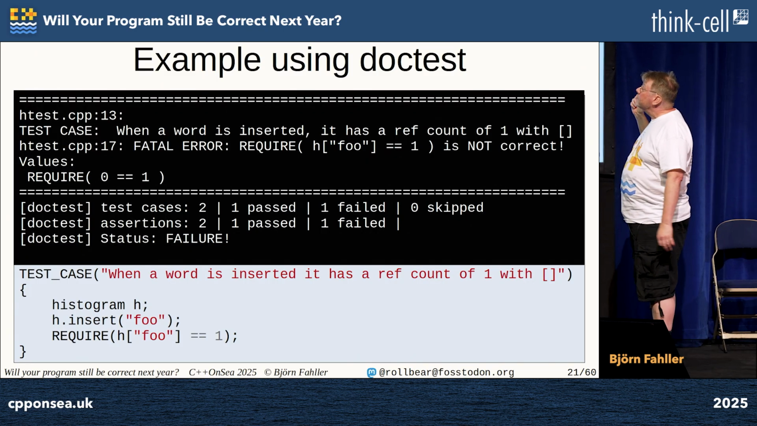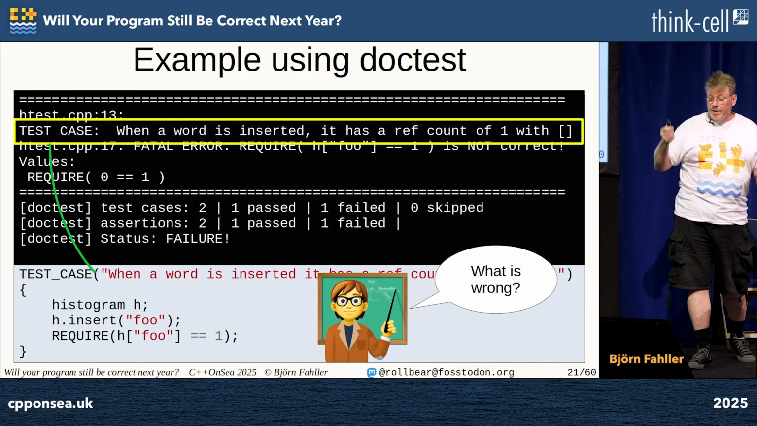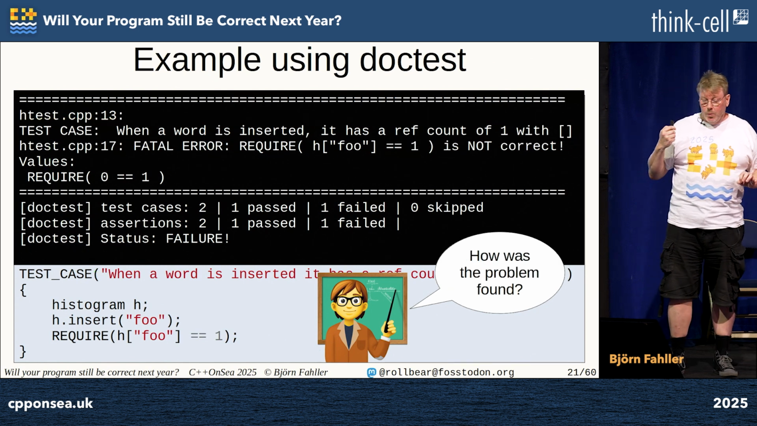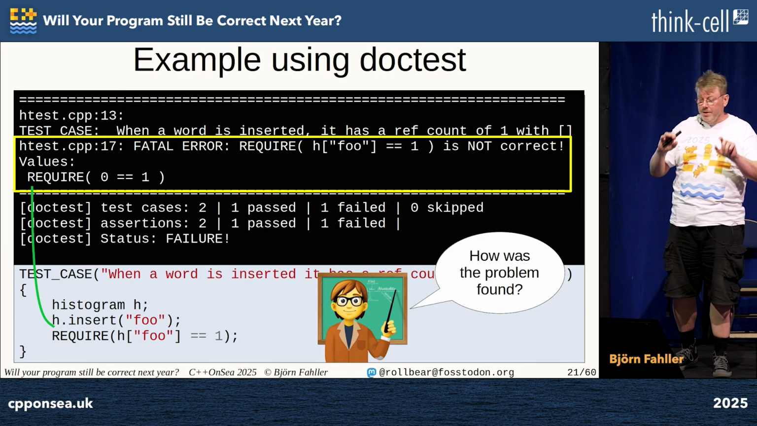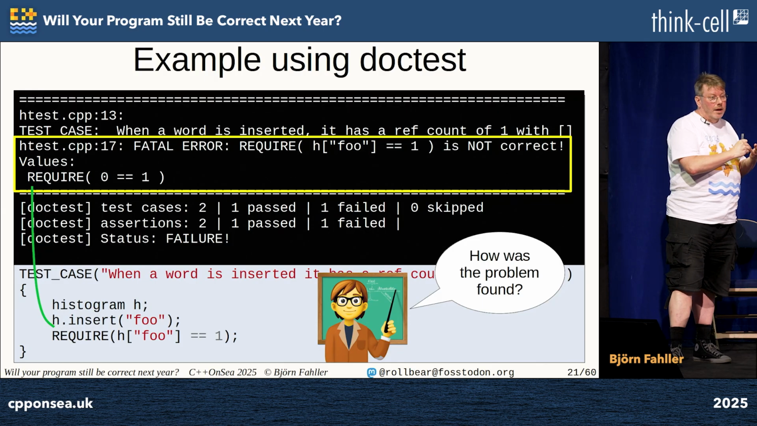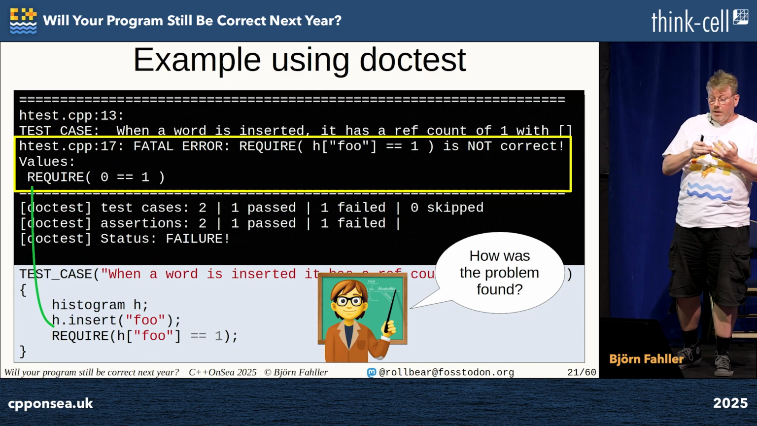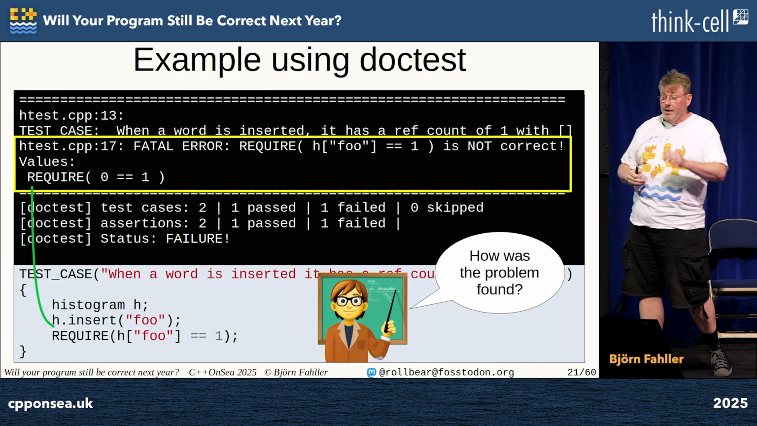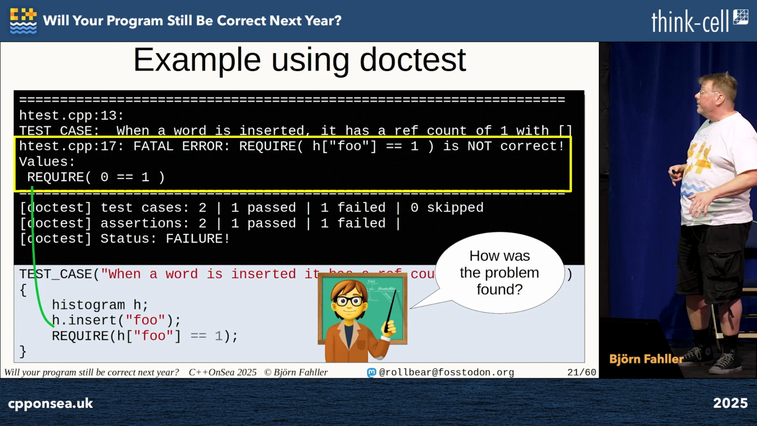So if something then goes wrong, what is wrong? Well, when a word is inserted, it has a ref counter 1 with angle brackets. Okay, we have a bug. We know what is not working. How was it found? Require h of foo equals 1 is not correct. It expands to 0 equals 1. So now we know that either insert does not increment the count as it should, or the angle bracket operator returns the wrong value. These are the only two errors we can have. This is good information. This is something we can work with, and we quickly zoom in on the bug and fix it.